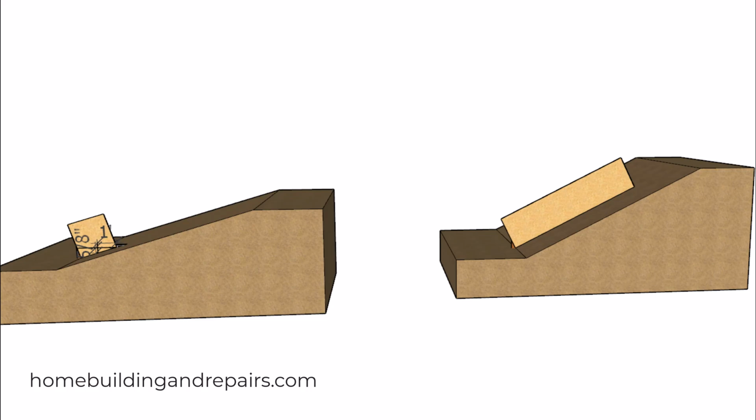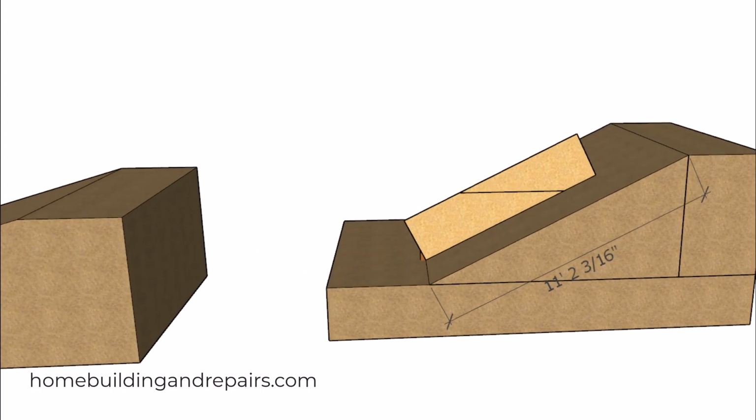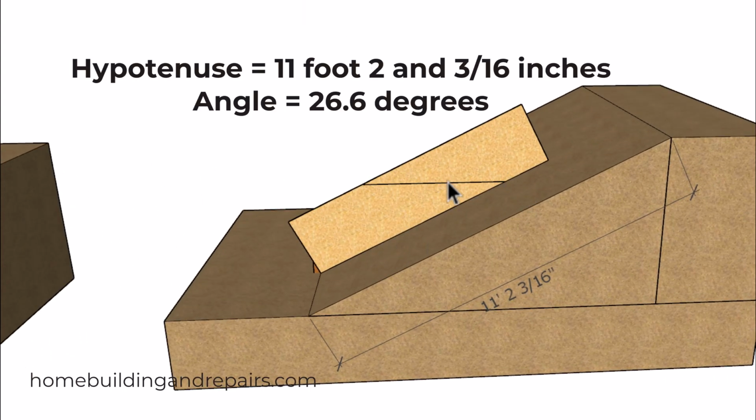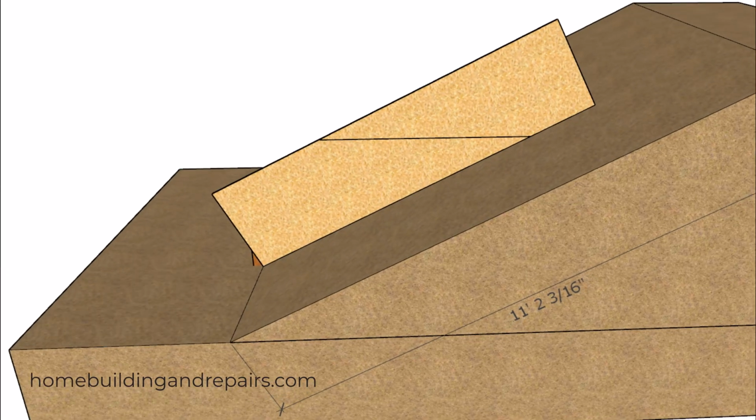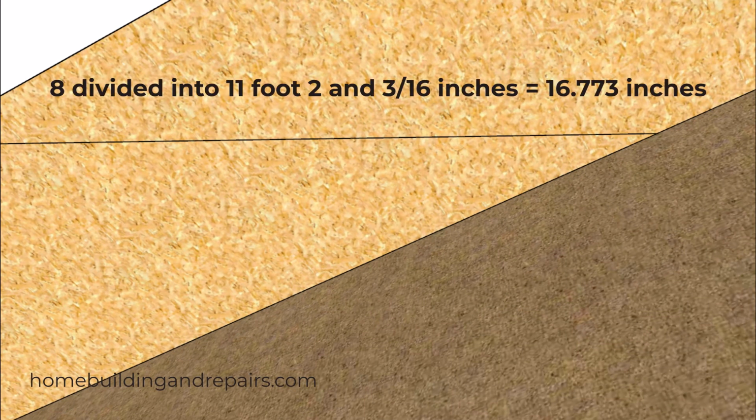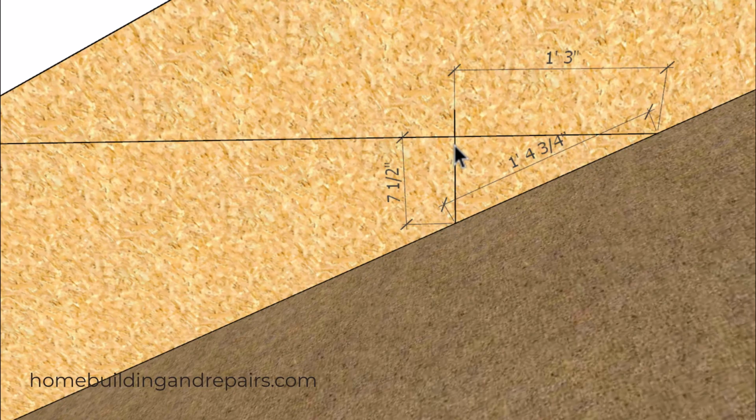So in other words, this isn't going to be accurate if I'm going to be going from one point to another point, like we're going to be able to do here when we measure the hypotenuse of the right angle. Once you have this measurement here, you can simply divide it up into sections. And the most effective measurement I came up with was 8 sections. And if I divided 8 into that number, I'm going to get 16.773 inches. And we're going to use that measurement to calculate the riser height and the tread depth.